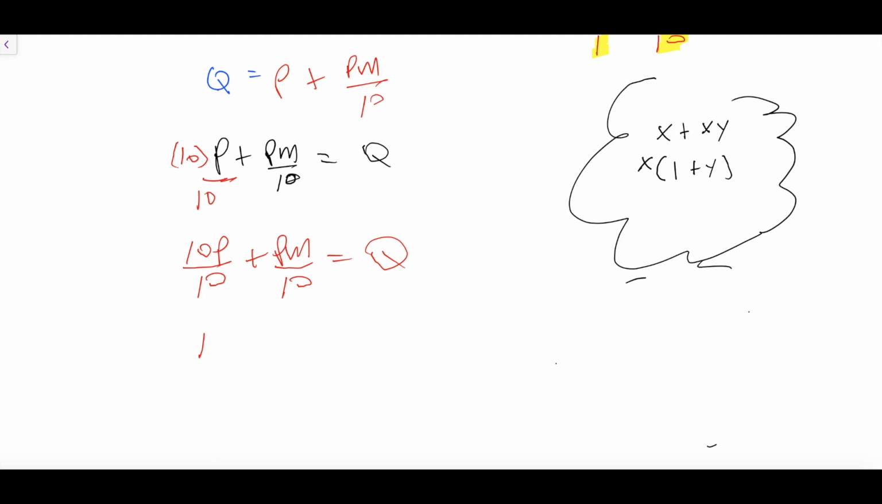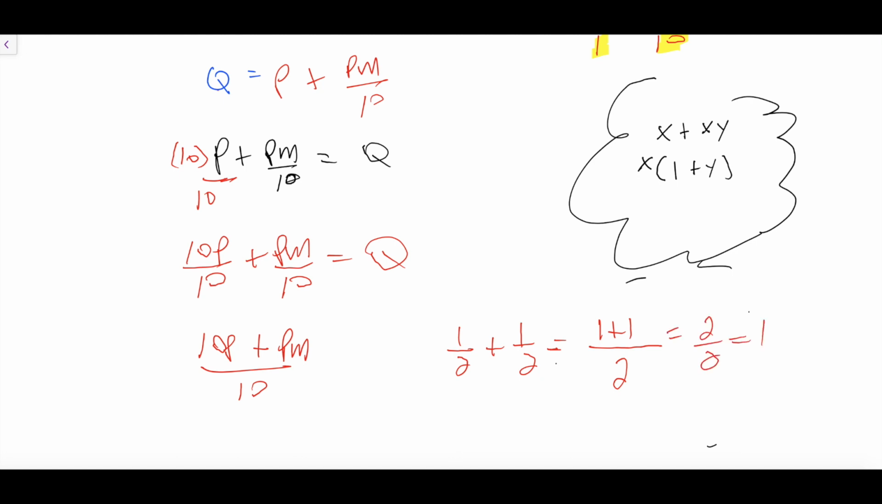So it's 10P plus PM, all over 10. The reason is because let's think about 1/2 plus 1/2. Since you have the same common denominators, you can do all over one of the 2's, and on top you have 1 plus 1, which is 2. So you have 2 over 2, which is 1, and we know that 1/2 plus 1/2 is 1. When you have both the same, you can put the tops together all over one of the bottoms.